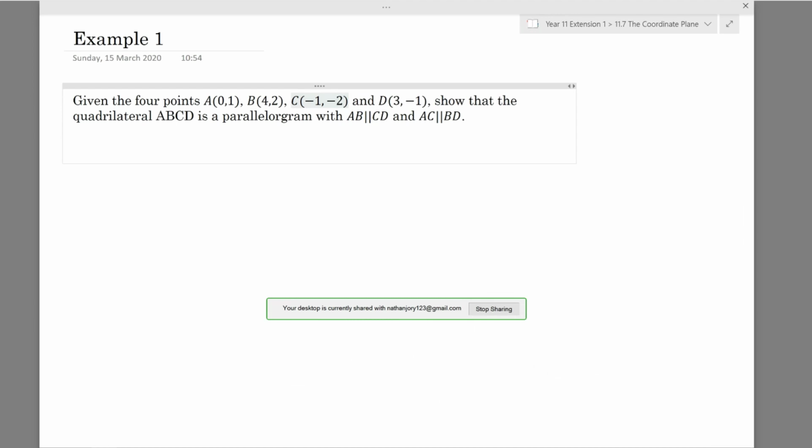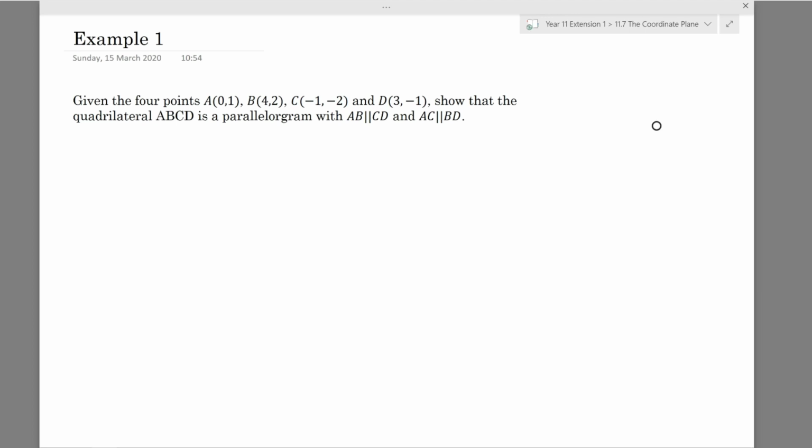Okay, so let's do this question. Given the 4 points, A is equal to (0, 1), B is equal to (4, 2), C is equal to (-1, -2), and D is equal to (3, -1). Show that the quadrilateral ABCD is a parallelogram with AB parallel to CD and AC parallel to BD.